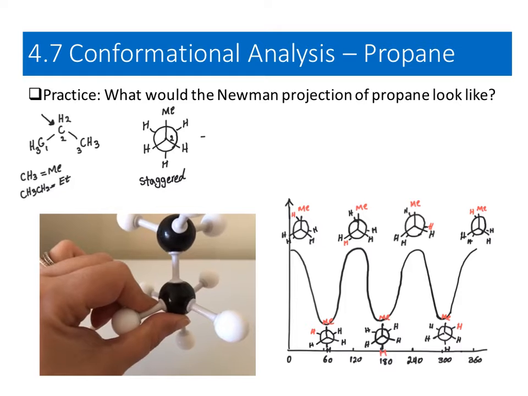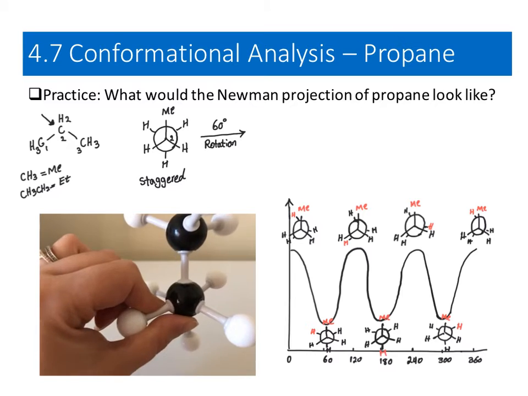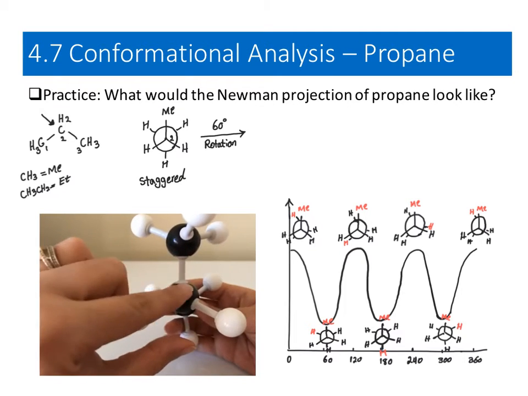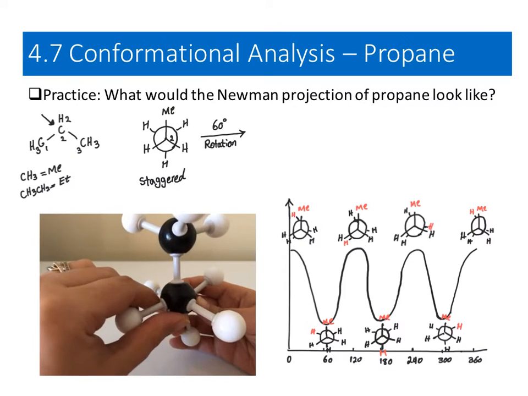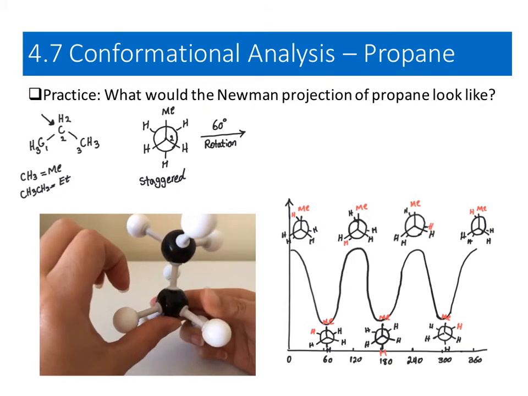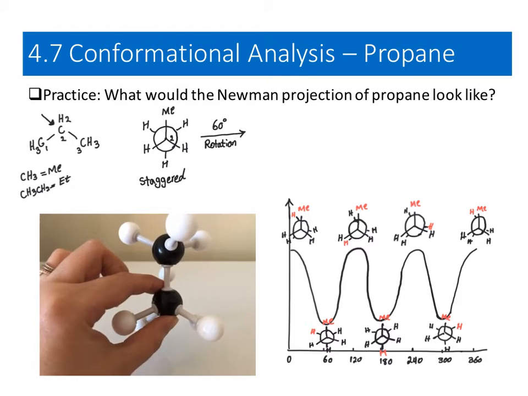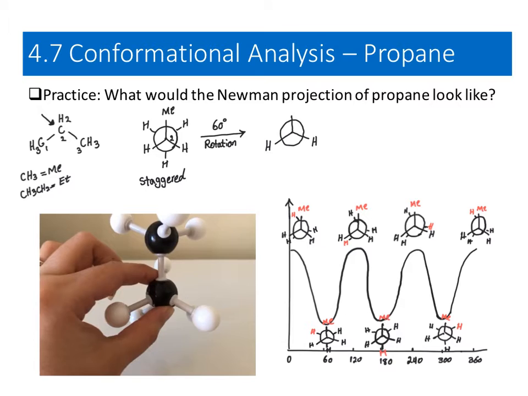Now to draw the next conformation, you need to rotate the molecule by 60 degrees. Okay, so I am holding the front carbon stationary and I'm rotating the back carbon by 60 degrees. So this is what we see after rotation. The front carbon didn't move. Keep the front carbon: 2 hydrogens attached to it and a methyl group.